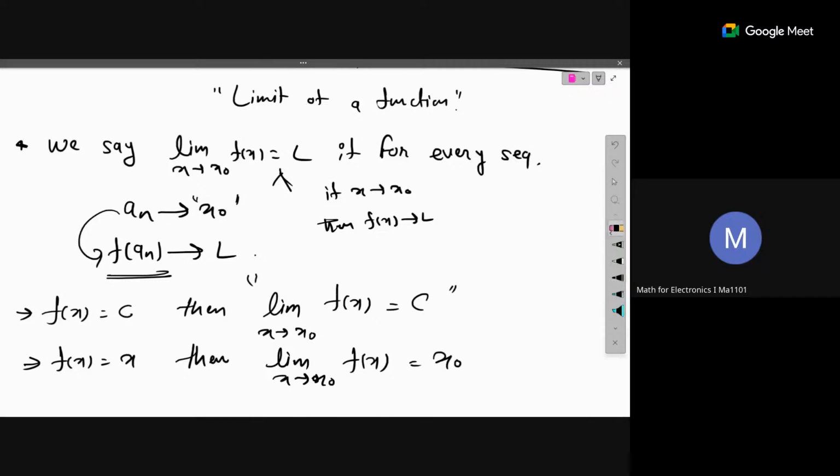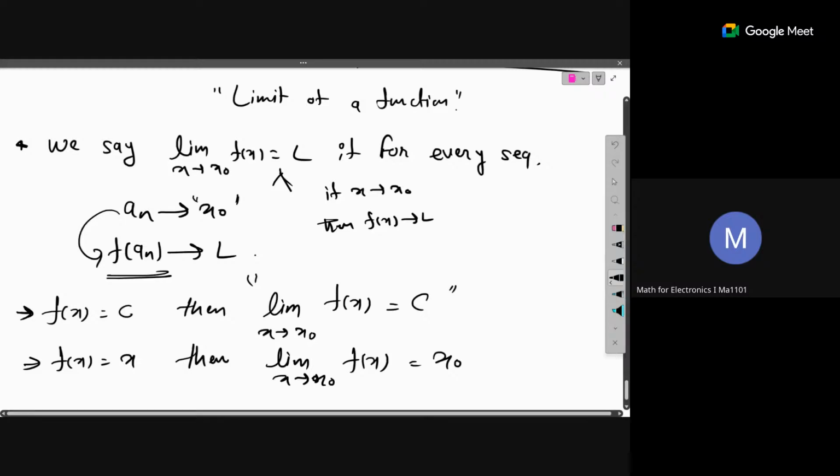Is there any doubt in the limit of a function or these two things? Because these two are base limits. If you understand these two, then you can compute the limit of rational functions, polynomials and so on.